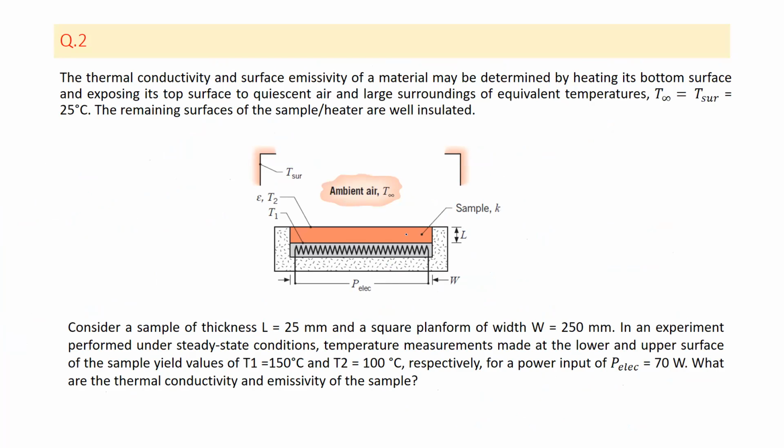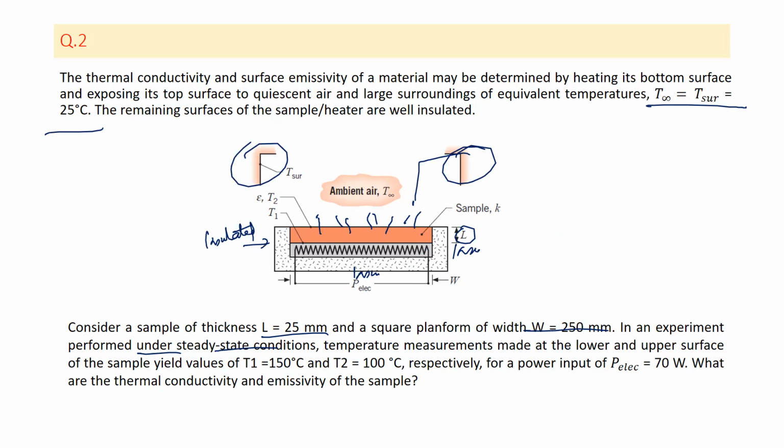The question is, thermal conductivity and surface emissivity of a material may be determined by heating the bottom surface and exposing the top surface to quiescent or stationary air, and the temperature of the surroundings is given. The remaining surfaces are insulated. The top surface is exposed to ambient air. The sample thickness is given to be 25 mm. It can be an electronic chip or something, and it has a platform width W equal to 250 mm. The experiment is under steady state condition, maybe studying the temperature or something.